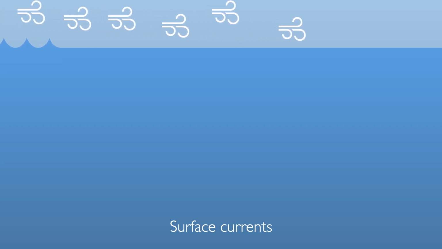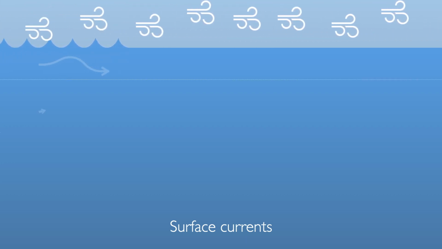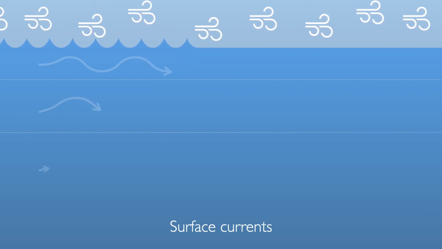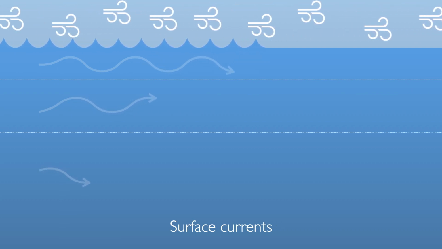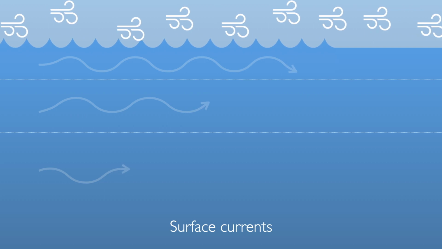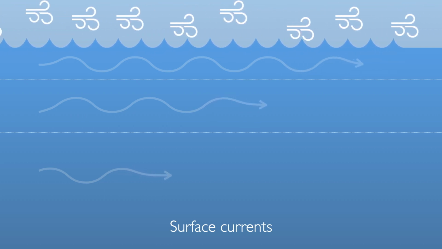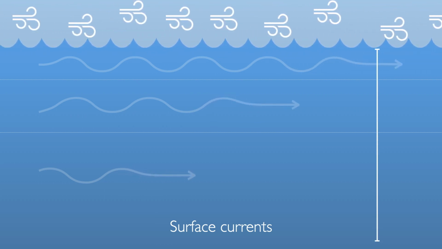Surface currents are driven by the wind. As the wind blows over the surface, the friction creates waves moving the top layer of water. In turn, this drags along the layers below and so on and so forth. This frictional effect of the wind can influence water movement up to 400 meters deep.